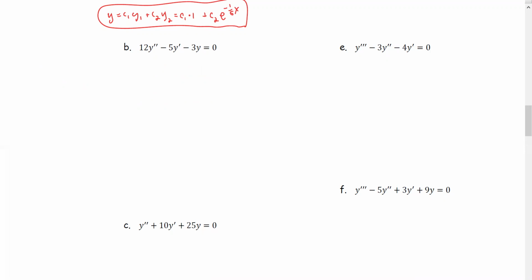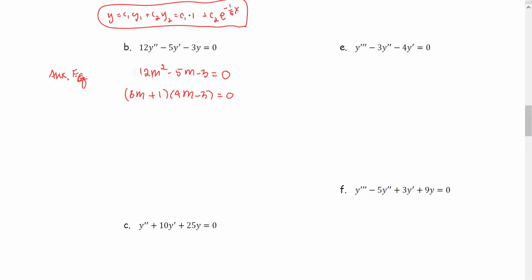Example part B. 12y double prime minus 5y prime minus 3y equals 0. We obtain the auxiliary equation as 12m squared minus 5m minus 3 equals 0, and factor completely to get 3m plus 1 multiplied by 4m minus 3 equals 0. Or you can use the quadratic formula to obtain the m's.